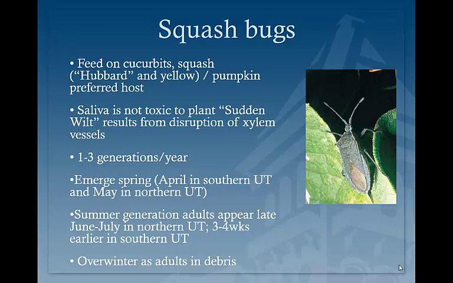They overwinter as adults in debris. So right now you could probably look around debris areas. It could be weedy parts of your property. It could be maybe you have a wood pile. That could be an area where you might find some of these squash bugs right now.